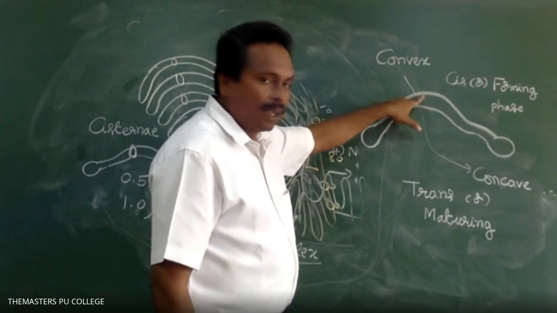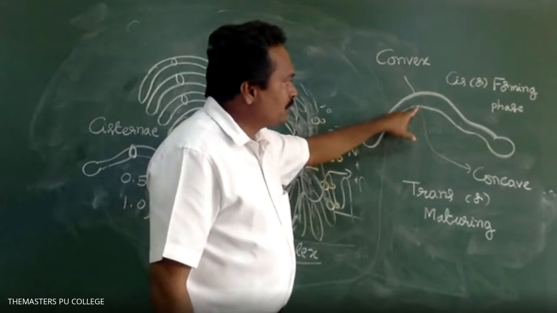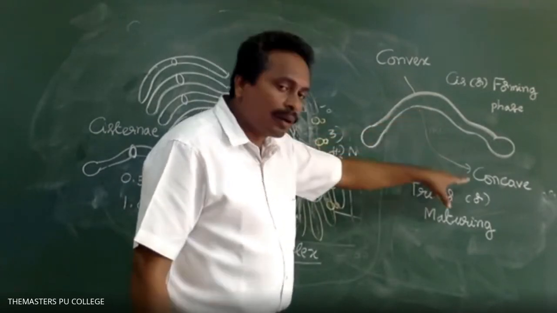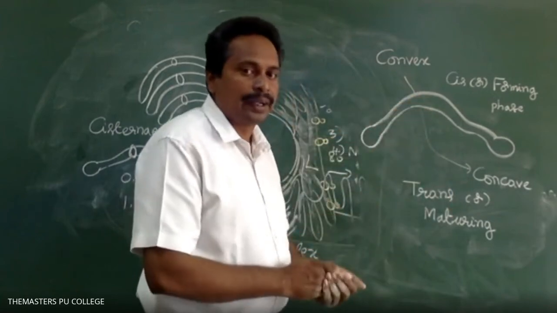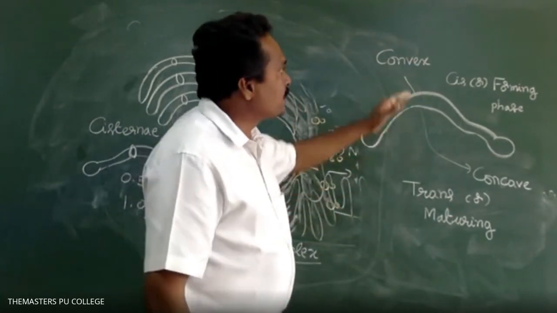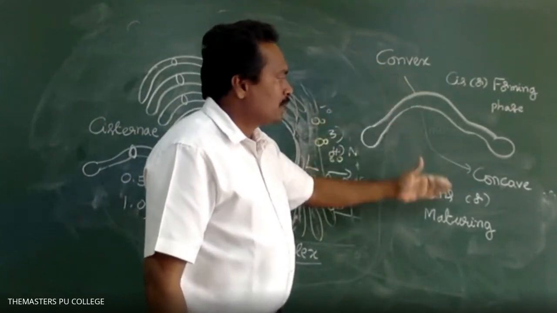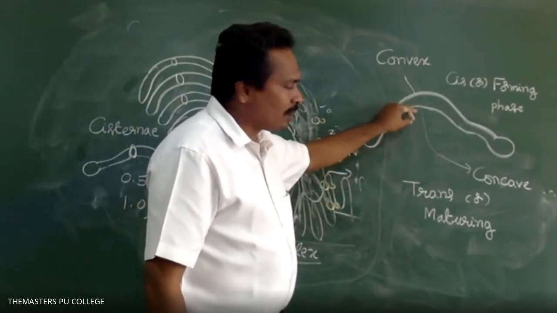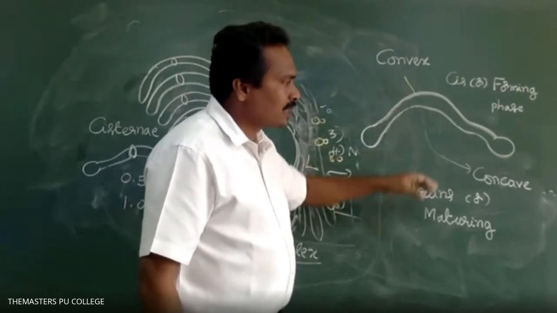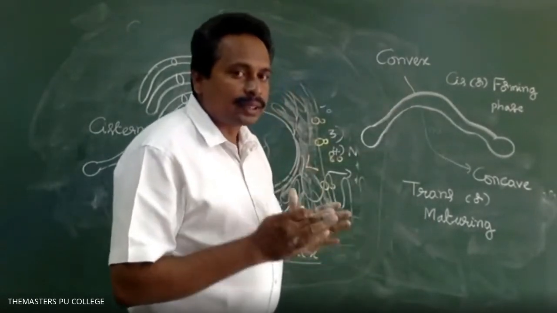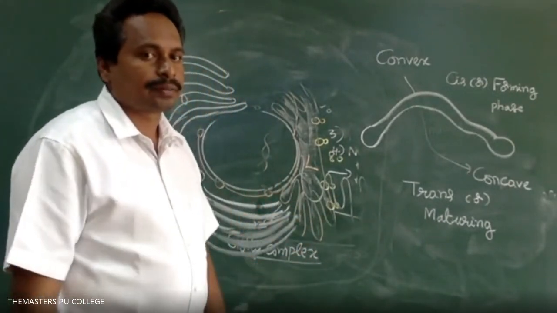That appears convex in shape, right? Whereas the trans or maturing phase appears concave in shape. So both are different, but their function is coordinated. The cis and trans parts of the system are functionally coordinated with each other.